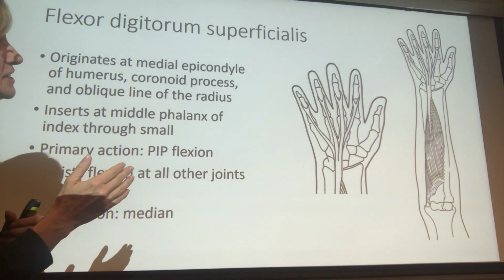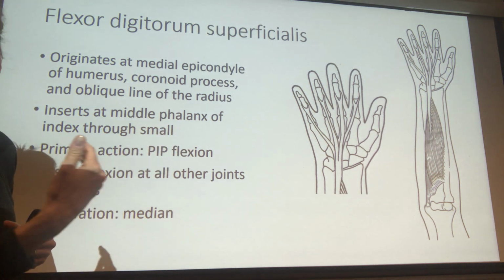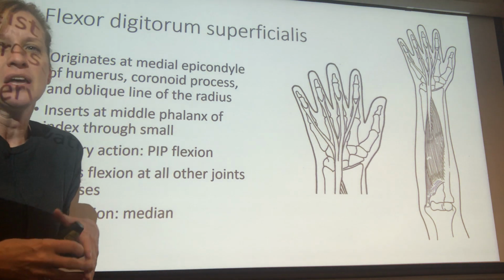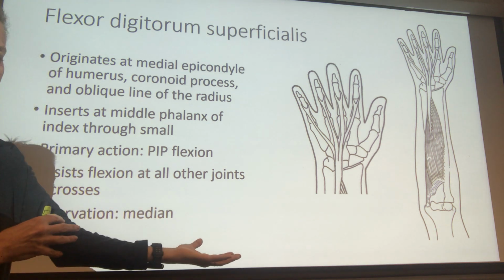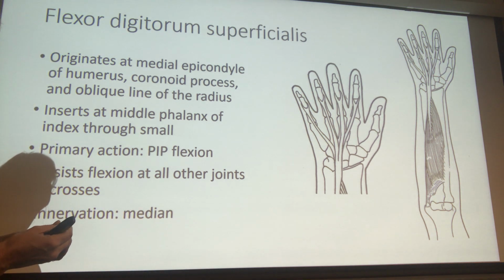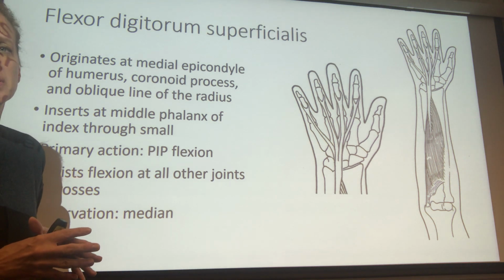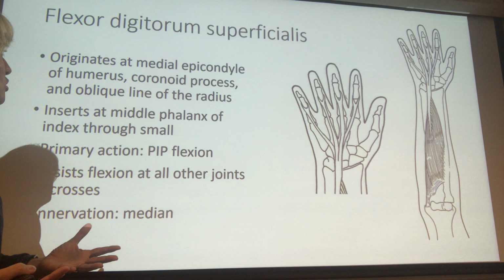What's really interesting about this muscle is it actually originates past the elbow. So it's going to come from the medial epicondyle. We usually call that the common flexor mass, right? That's that part of the medial epicondyle. And it's also going to come from the coronoid process and the oblique line of the radius. And so this muscle is considered to have multiple points of origin.